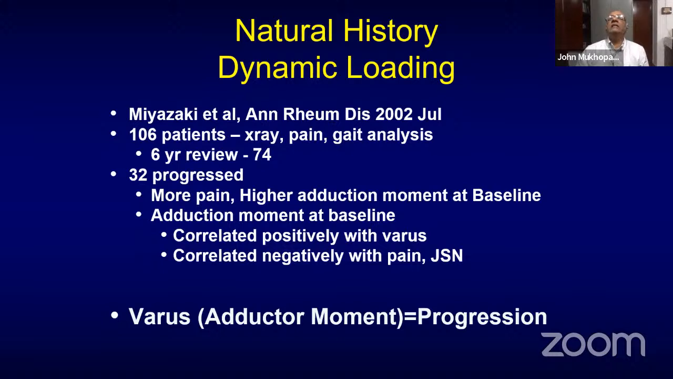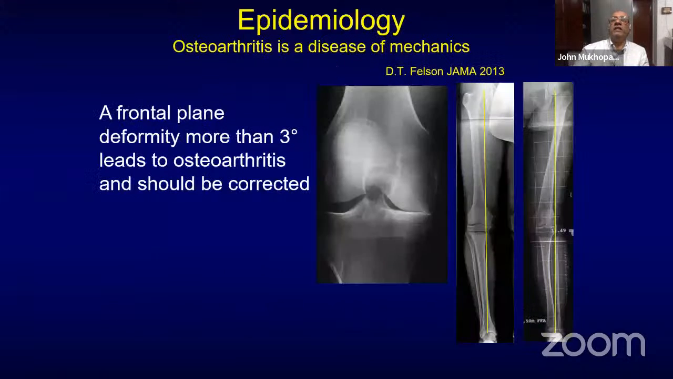We also looked at the dynamic loading. This study by Miyazaki et al. looked at patients who had a varus thrust. That means when you walked, you had this varus thrust gait, and they found that if you had a varus thrust, it actually further increased the progression of the osteoarthritis. Okay, so both these studies fairly conclusively showed that in early osteoarthritis, if you also had malalignment, it significantly increased the progression of the disease.